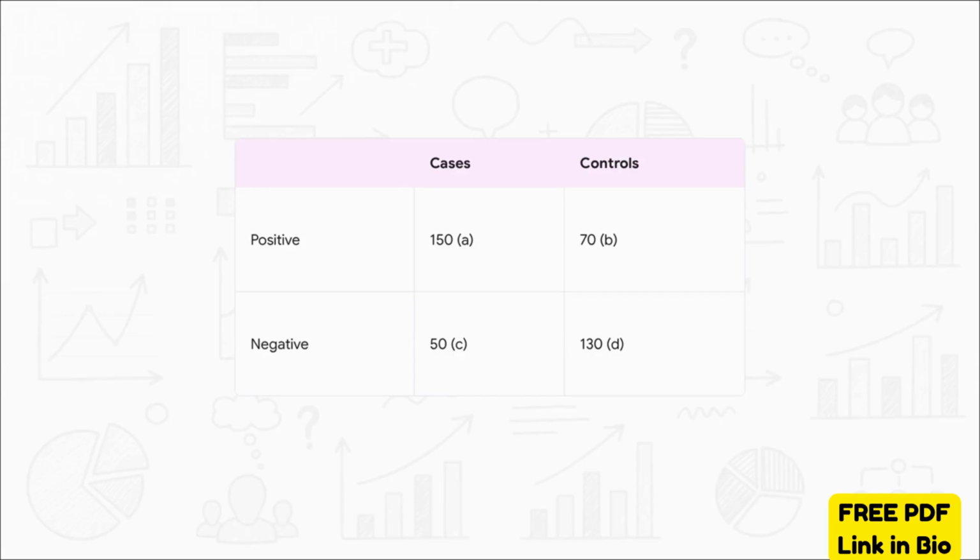We use a really neat cross-product formula on our 2x2 table. We multiply cell A times cell D and divide it by cell B times cell C. If we plug in the numbers from a study looking at H. pylori and gastric cancer, that math gives us an odds ratio of 5.57. Meaning the odds of gastric cancer are about 5.6 times higher in infected people.